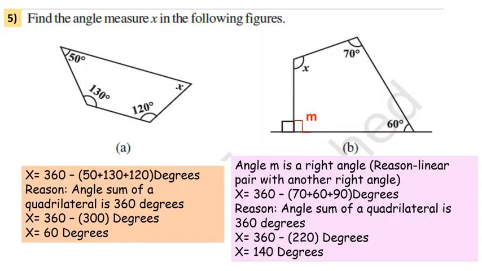So 90 degree is shown there. 90 degree is symbolically represented like that only, small l. So m is 90 degree. Now 90 plus 60 plus 70 you should find. Then that answer should be subtracted from 360 degree. That's all. It's very simple. So let me move to the last question.